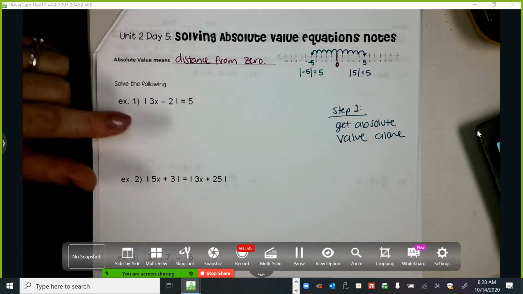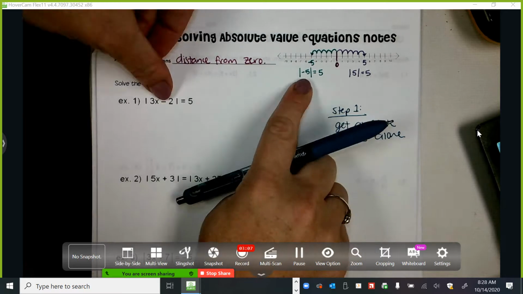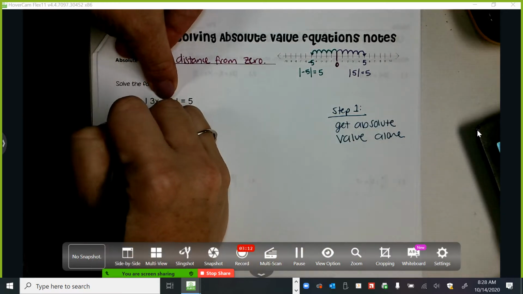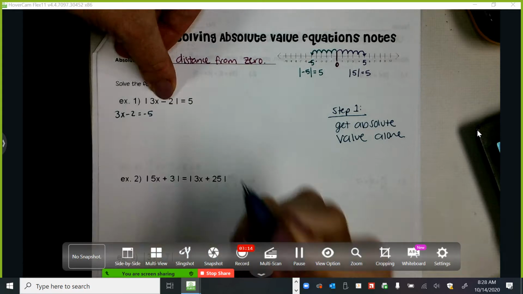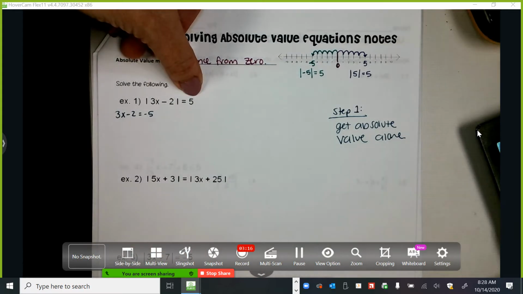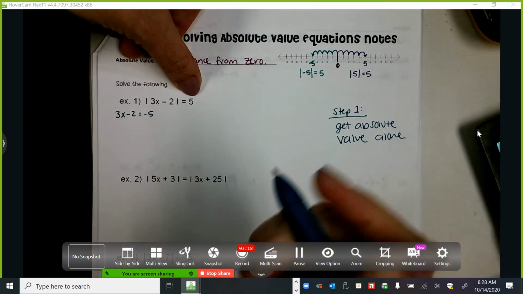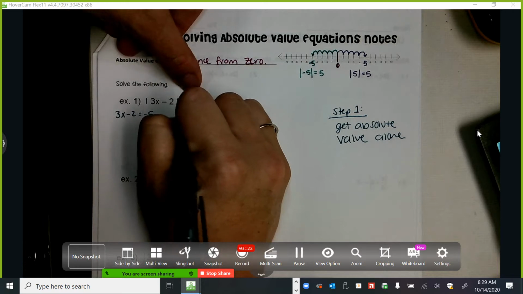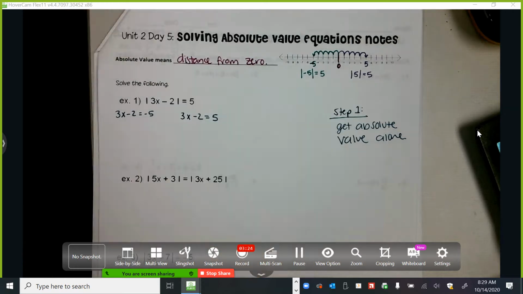So what I'm saying is the inside can equal negative 5. The inside of my absolute value, 3x minus 2, could equal negative 5, and it would still equal a positive 5, right? Could it also equal a positive 5 and still equal a positive 5? So you rewrite it both ways. And then you solve, because technically there's 2 answers here.